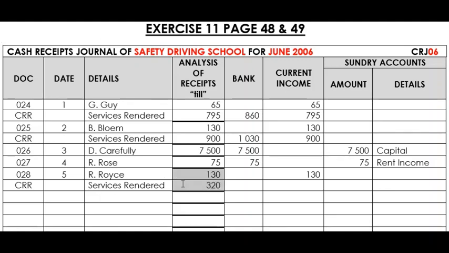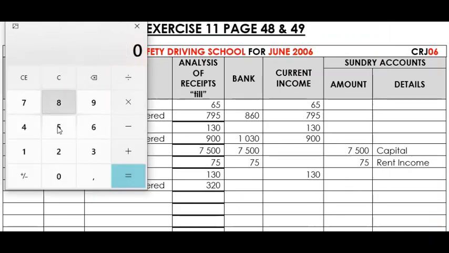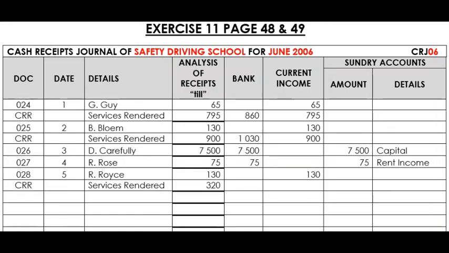Now, this is the last transaction on the 5th, so we can actually cash our till up, and we can put the total value of the money in our till into our bank account. So you must add these two together. You would say 130 plus 320 equals 450 Rand, and therefore you deposit 450 Rand into the bank account, but you only record the 320 in current income. Remember, the current income value must be the same as the analysis of receipts value.